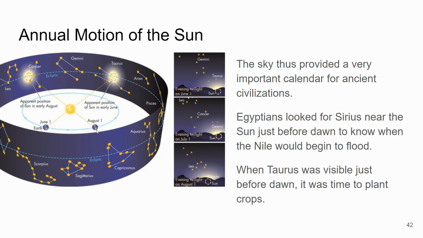Just as an example, if you were living in ancient Egypt and you looked for Sirius near the sun just before dawn, when that started to happen, that would tell you that it's that time of year when the Nile's about to flood again. And then a little while later, when Taurus was visible just before dawn, that means it's time to plant your crops. So what stars were up at different times was the original calendar that we used.